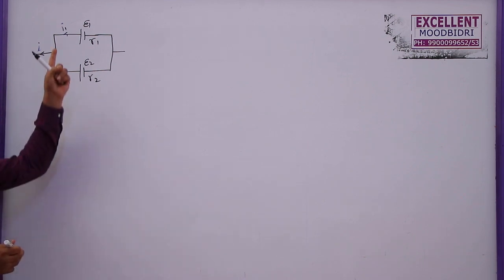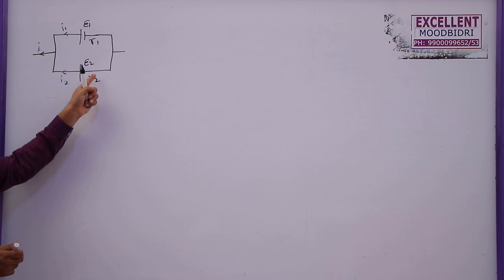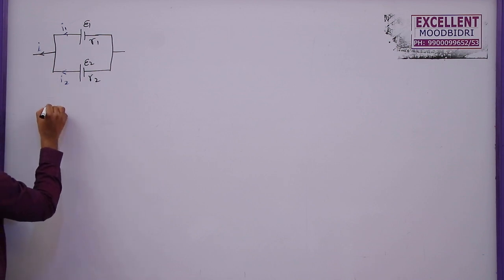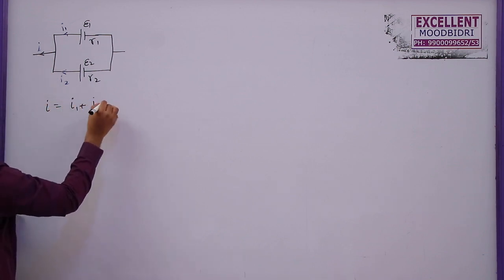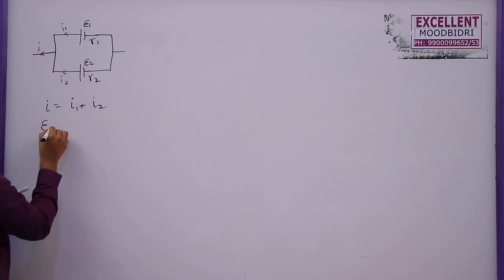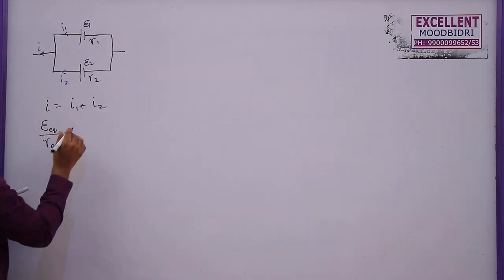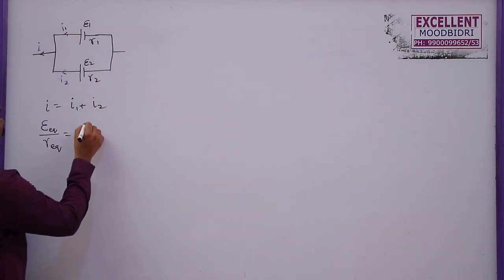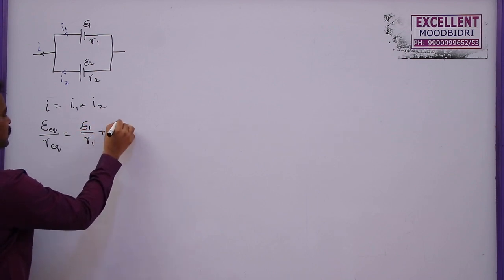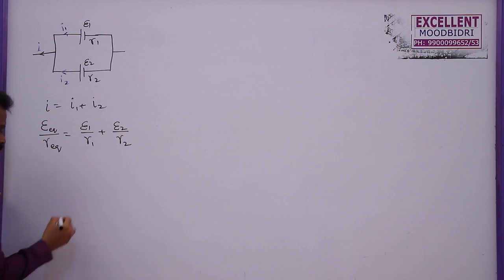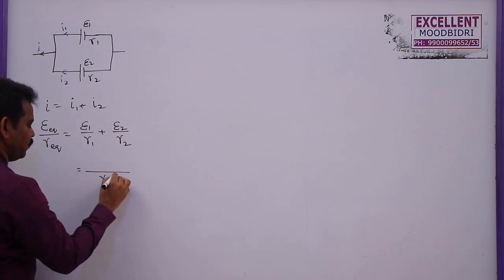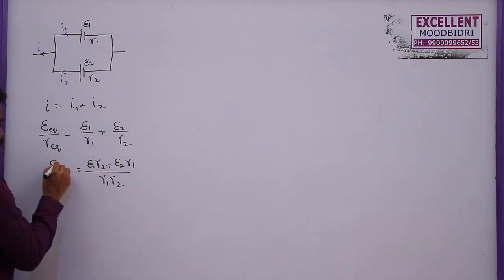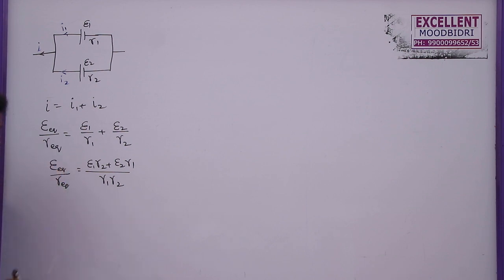So how do we find the effective EMF and effective internal resistance of this combination when two cells are connected in parallel? We know that the total current I is given by I1 plus I2. This I is given by E equivalent by R equivalent. Why? Because we are not showing any external resistance here, only this circuit. Now this becomes E1 by R1 plus E2 by R2. If you take the LCM, this becomes E1 R2 plus E2 R1 by R1 R2. This is E equivalent by R equivalent.